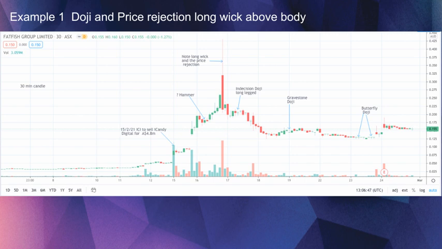So here it's just showing you some of those patterns I was just talking about. You can see some indecision going on there. So yes, you can see reversal patterns. There'll be some continuation patterns there if you look closely. So that's what it is.